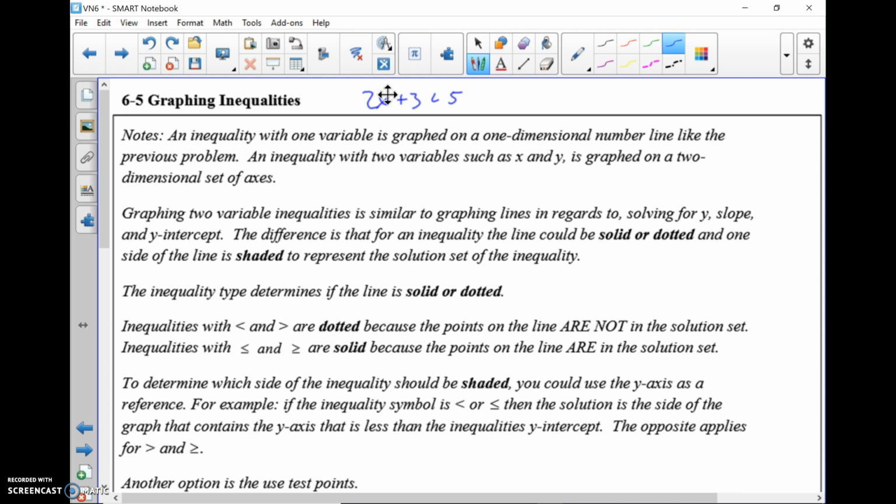But if I had a y in there, then it'd be two dimensional, and it would have to go on an xy axis, just like our linear equations do. Remember, if we have to divide by a negative, we're going to flip the sign and stuff like that. So we've talked a lot about these before.